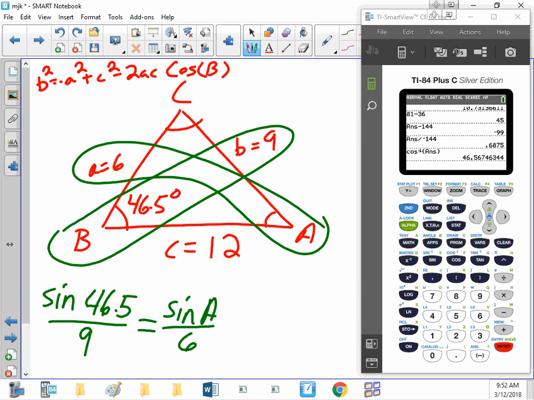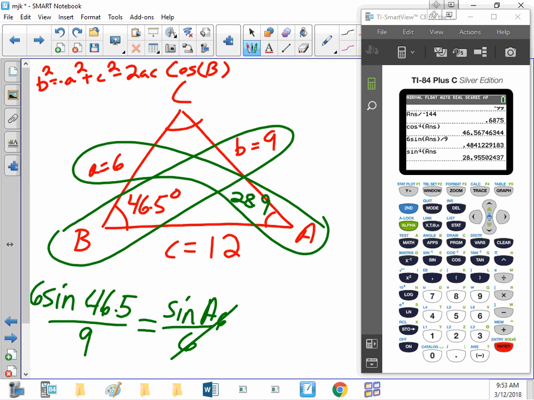So in this case, I'm just going to multiply by 6, and I get 6 sine of 46.5 over 9. So 6 sine of the answer divided by 9. Why is that number good? Less than 1. Now what do? Invert the sine, and I get this angle is 28.9.